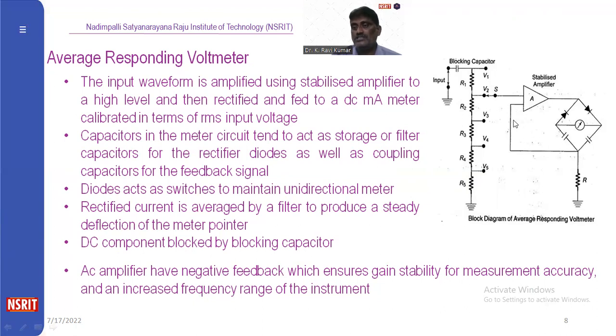Here, from this point to this point, we are giving the feedback to the amplifier, like a feedback amplifier. It improves the accuracy as well as the stability of that system. Why? Because it is a high gain amplifier. Here we use an operational amplifier.